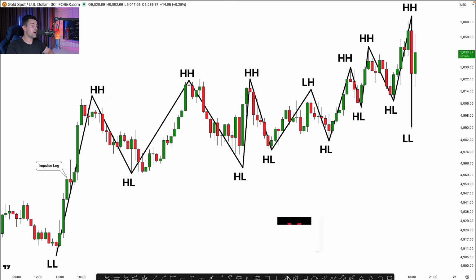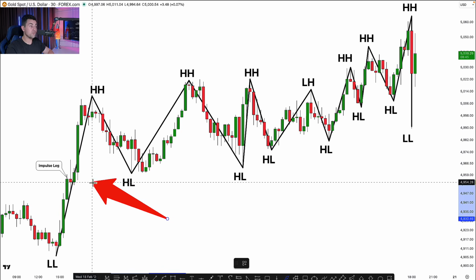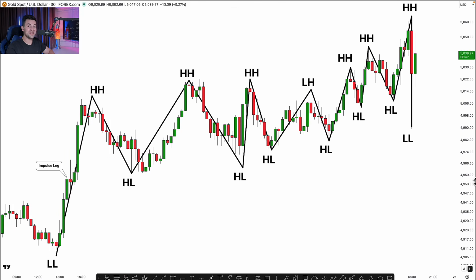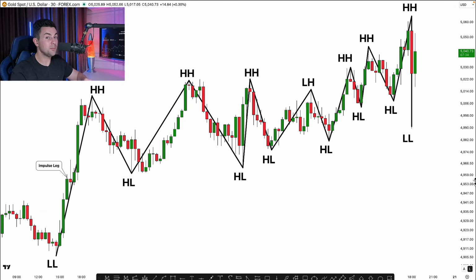First, I identified the impulse leg, the first significant price movement that is the base for our structure mapping. I identified the high and the low of that movement, and then I spotted all the significant highs and lows. Based on these highs and lows, I found impulse legs, and with these impulse legs and their highs and lows, I did a complete structure mapping.